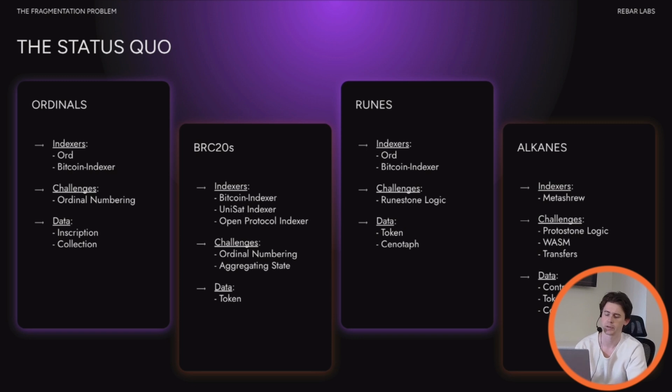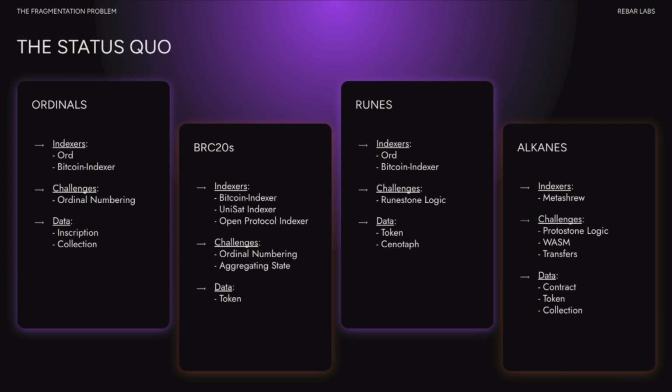Next up, we have BRC20, which, as far as I know, still is not supported by ORD unless you add on some extensions to it. It can also be indexed by Bitcoin Indexer, Unisat, and the OPI. The issue here is just like ordinals, you need to track Satoshis or Satoshi ranges, and on top of that, you need to handle aggregating state across different functions. For example, with balances, you need to track all the transfers from start to finish, which requires its own database. At Rebar, we run it with Bitcoin Indexer. It works pretty well, but point being here, we have all these different types.